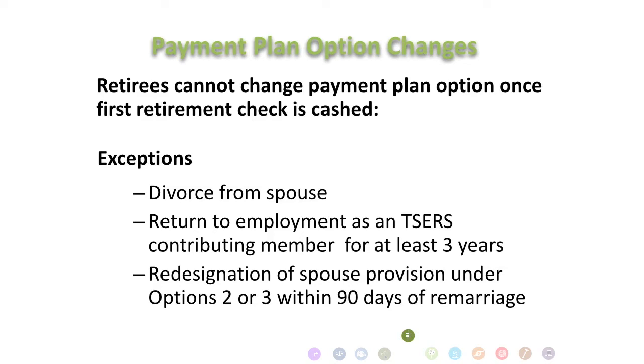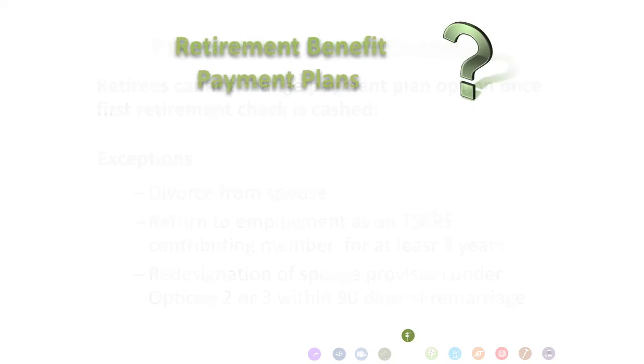Now, with the spouse redesignation with options 2 and 3, your benefit will be recalculated based on your current age and the current age of your new spouse.